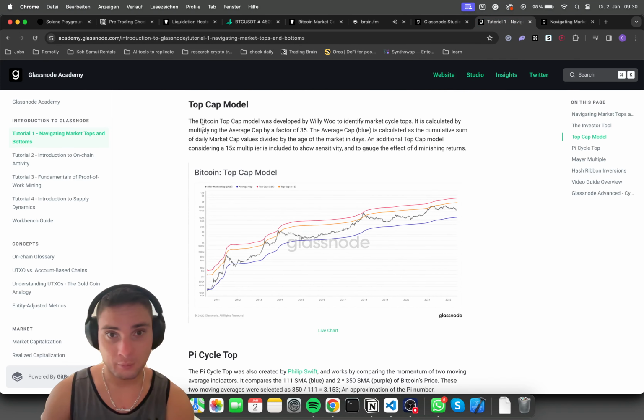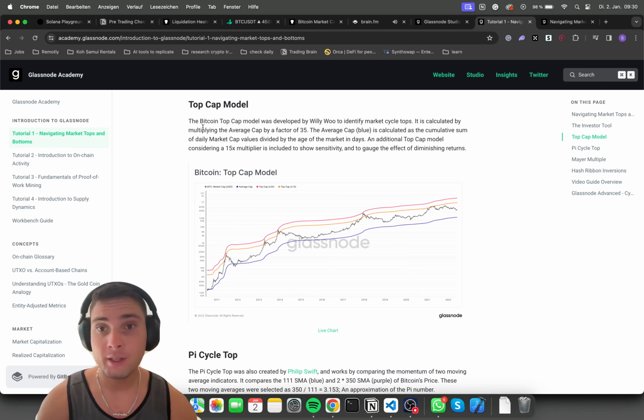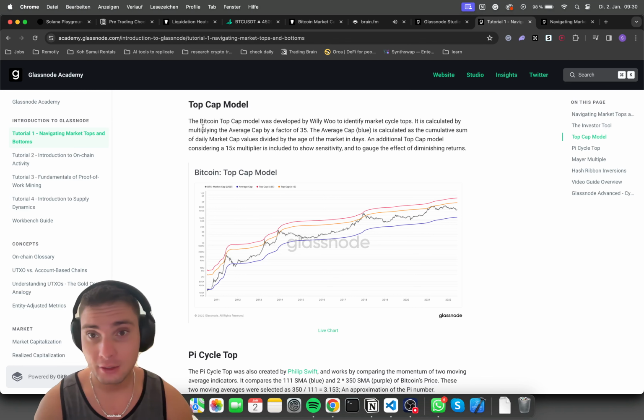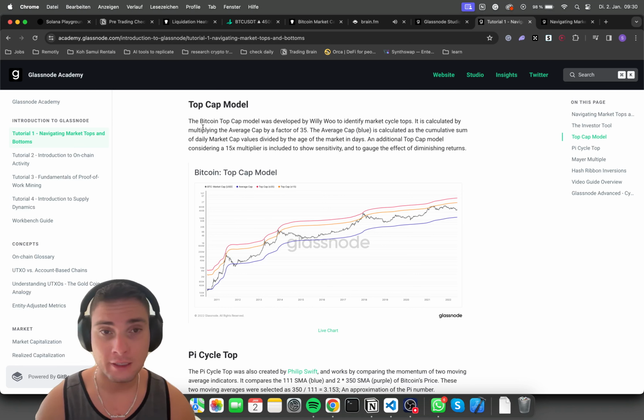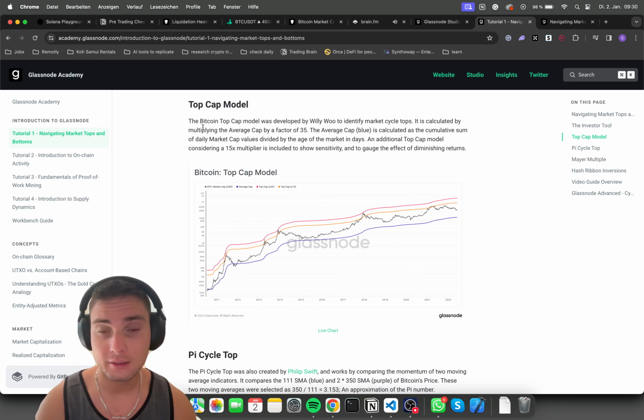The Bitcoin top cap model was developed by Willy Woo to identify market cycle tops. It is calculated by multiplying the average cap by a factor of 35. The average cap is calculated as the cumulative sum of daily market cap values divided by the age of the market in days. An additional top cap model considering a 15x multiplier is included to show sensitivity and to gauge the effect of diminishing returns.